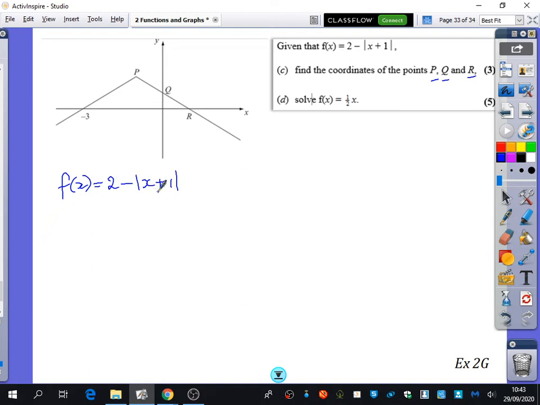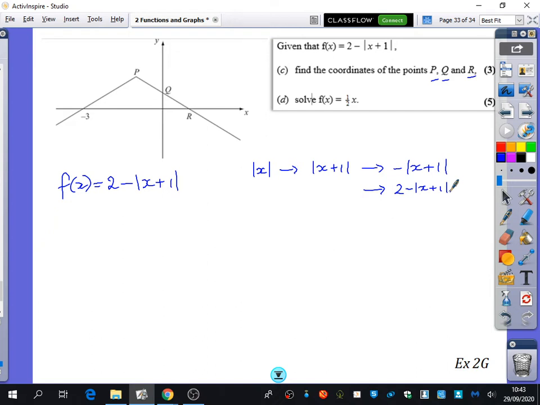I would say the other way you could think about this is literally just starting with the graph of modulus of x, and then drawing modulus of x plus 1, and then drawing modulus of x plus 1 made negative, and then drawing plus 2 onto it as well. So you could draw it, and it would help you find out where some of these things are.